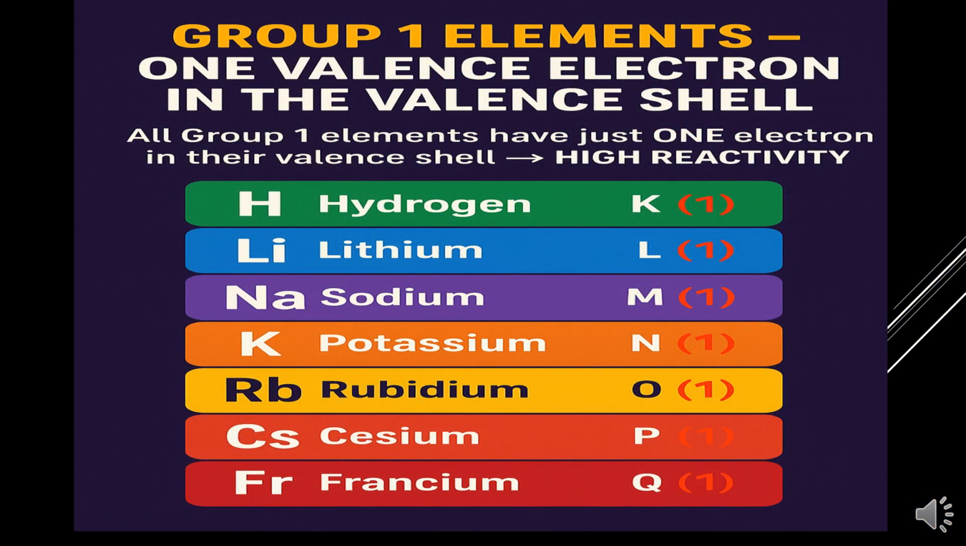Dear students, let's start from group 1 elements. All group 1 elements have just one electron in their valence shells and they are highly reactive. Hydrogen has one electron in K shell, lithium has one electron in L shell, sodium has one electron in M shell, potassium has one electron in N shell, rubidium has one electron in O shell, cesium has one electron in P shell, francium has one electron in Q shell.